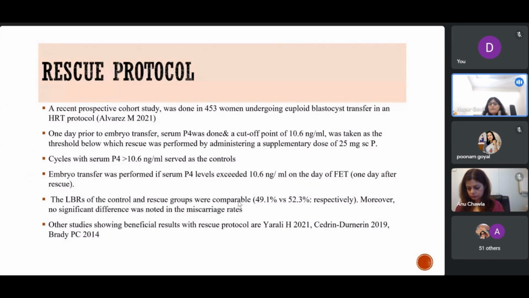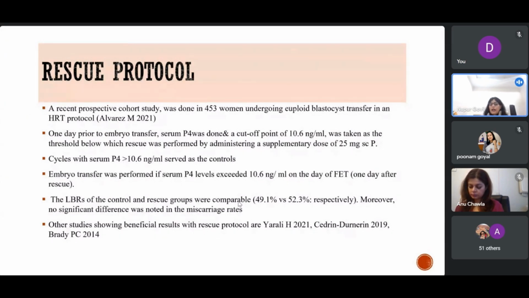In this, on the day prior to embryo transfer, serum progesterone was done and a cutoff of 10.6 nanogram was taken. So, if the progesterone level falls below 10.6 nanogram, a rescue additional progesterone of 25 milligrams subcutaneous was given. And when they compared the control group and rescue group, they found the live birth rates were comparable. Other studies have also shown beneficial results with the rescue protocol.